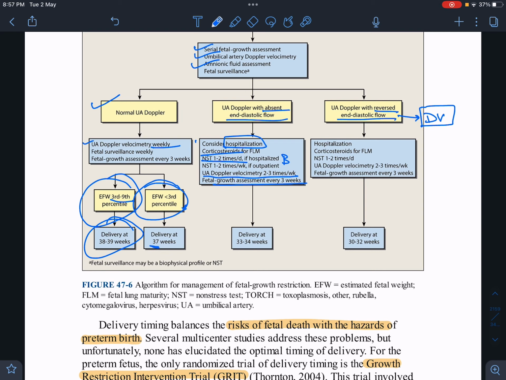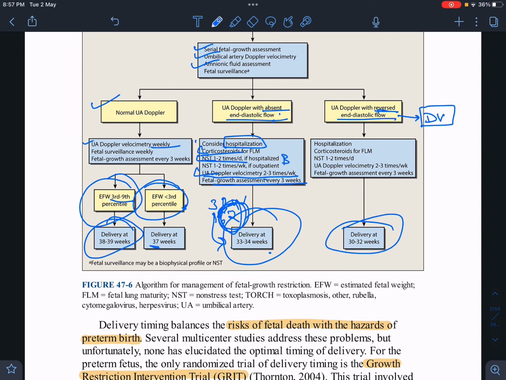If she is already at 33 to 34 weeks, you can deliver immediately. But if she is maybe 30 weeks, you will try to take the pregnancy to 33 to 34 weeks. By that time you will give steroids, do NST, and do Dopplers. So by the time she reaches 33 weeks, it will be 3 weeks, with Dopplers done two times every week. If umbilical artery Doppler shows reverse end diastolic flow, you have to deliver at 30 to 32 weeks.